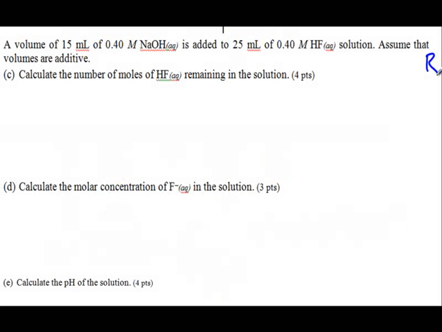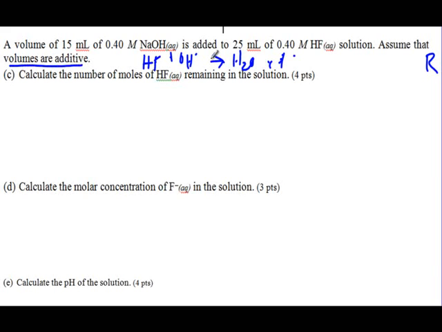Alright, so here we're given a volume of 15 milliliters of 0.4 molar sodium hydroxide added to 25 milliliters of 0.4 molar HF, right? And we're working off this equation: HF, this was given to us, plus OH minus gives us H2O plus F minus. It says the volumes are additive, which is very useful to us.